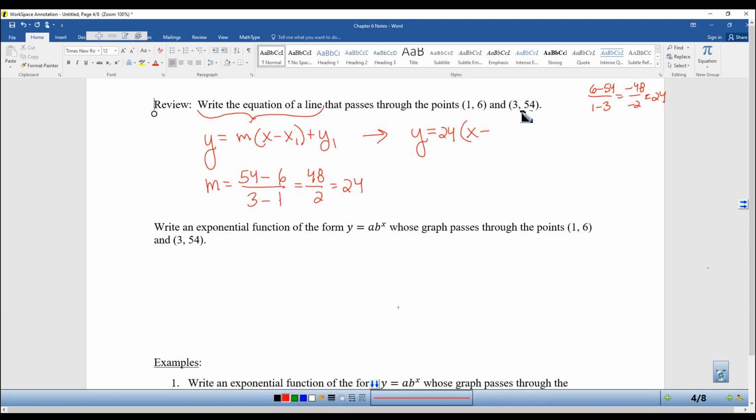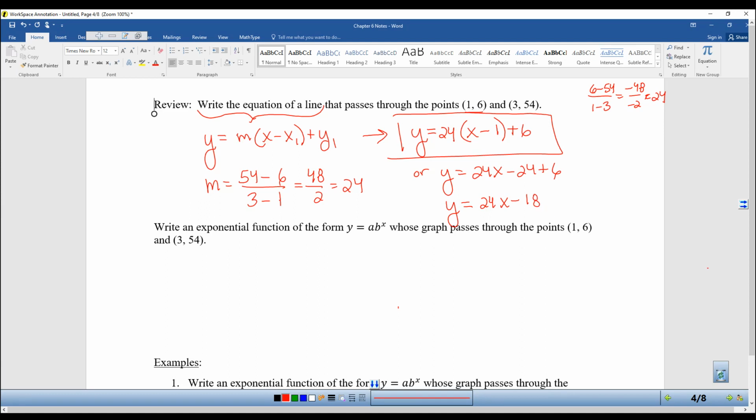I can pick either point, but I might as well pick the easier one. So x minus 1 and then plus 6. And this is considered a perfectly valid equation. If for some reason you'd like to multiply it out, you're welcome to, but it doesn't really gain you anything except finding the y-intercept, which you could have found by plugging in 0 for x. So this would be 24x minus 18.